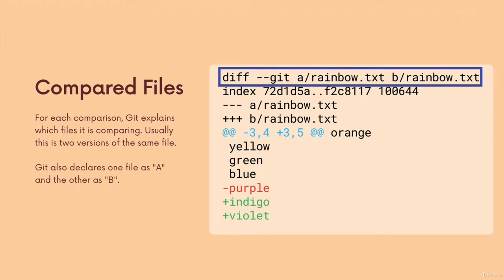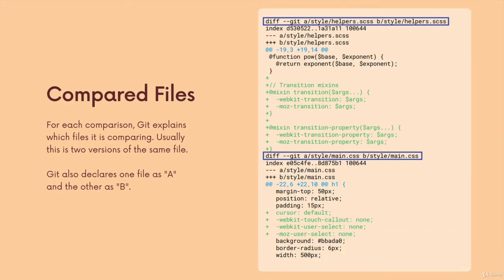So git is going to call one A and the other one B. So you can see rainbow.txt, the first one here, is going to be A. Rainbow.txt, the second one, will be B. So we may get an output that's a lot more complicated, but there's always going to be the first line, the files that are being compared, two files. So helpers.scss compared to helpers.scss, and here's what changed in that file. And here's another file, main.css, main.css.